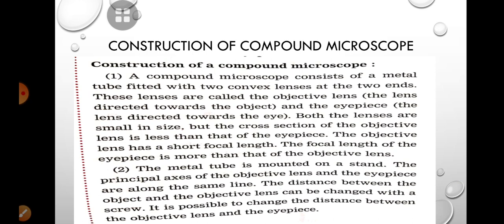A compound microscope consists of a metal tube fitted with a convex lens at the two ends. These lenses are called the objective lens and the eyepiece. Both the lenses are small in size, but the cross section of the objective lens is less than that of the eyepiece. The objective lens has a short focal length, and the focal length of the eyepiece is more than that of the objective lens. The metal tube is mounted on a stand, and the principal axes of the objective lens and the eyepiece are along the same line. The distance between the object and the objective lens can be changed with the screw. It is also possible to change the distance between the objective lens and the eyepiece.